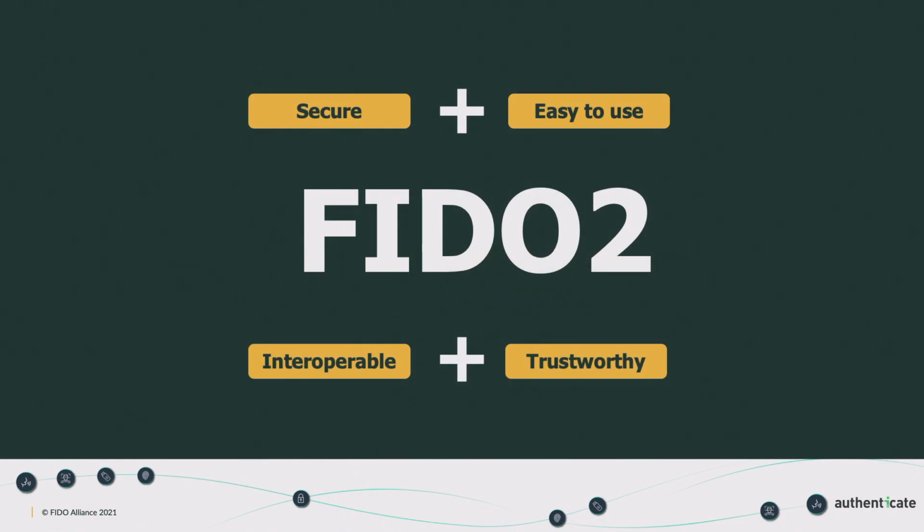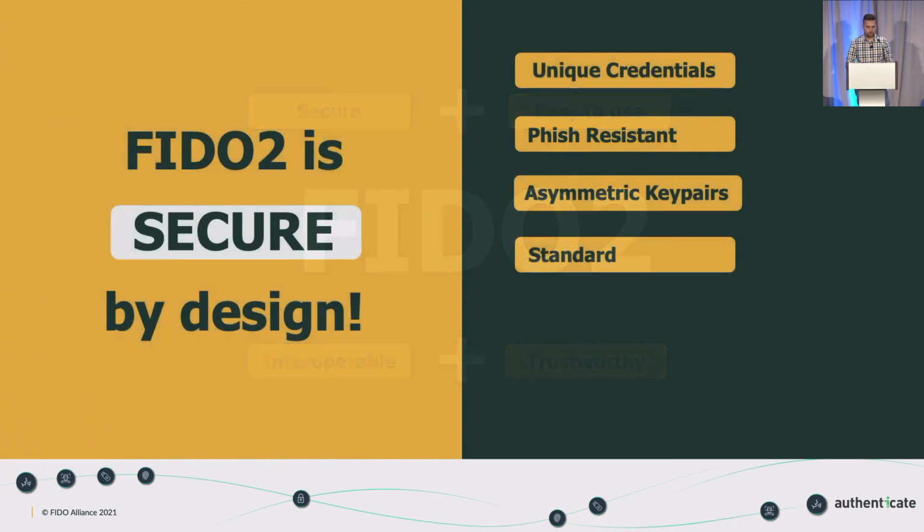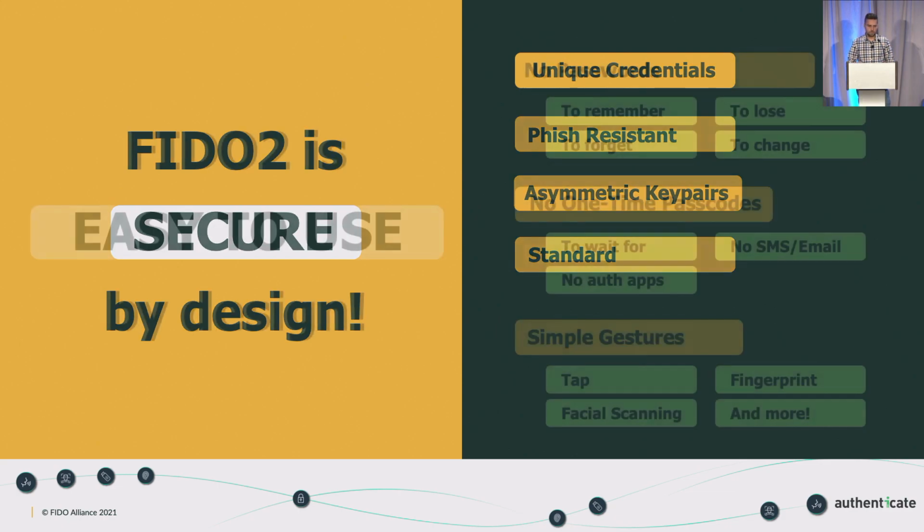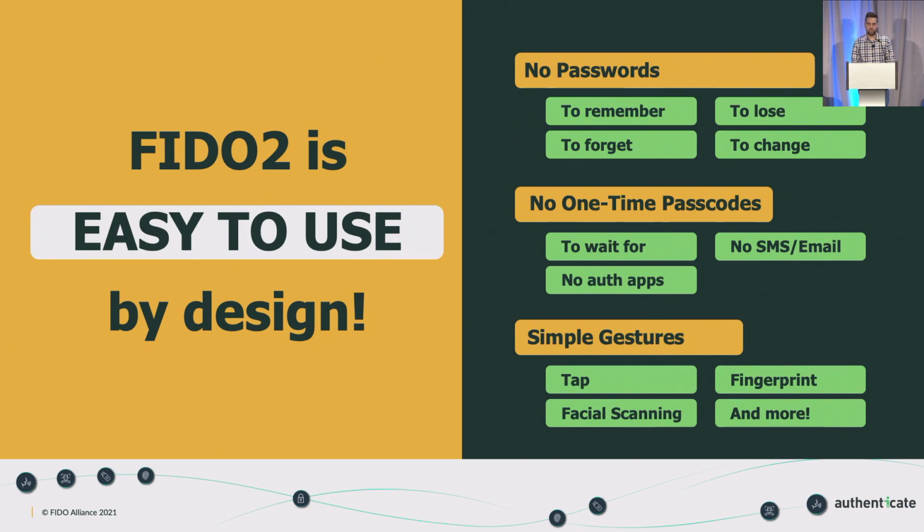We talked earlier that if we were to come up with a new authentication mechanism, it would have to satisfy these four requirements: be secure, easy to use, interoperable, and trustworthy. So FIDO2 is secure by design. You have unique credentials for every RP. It's phish resistant. It's using technology that's very difficult to crack, asymmetric key pairs by design, and is a standard.